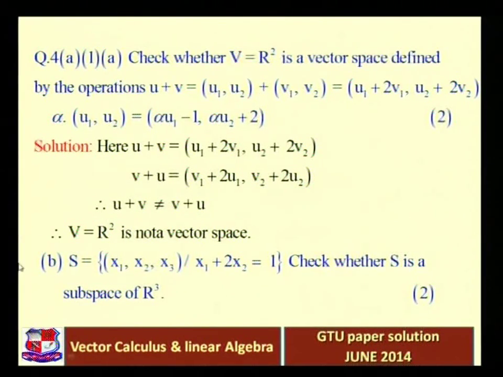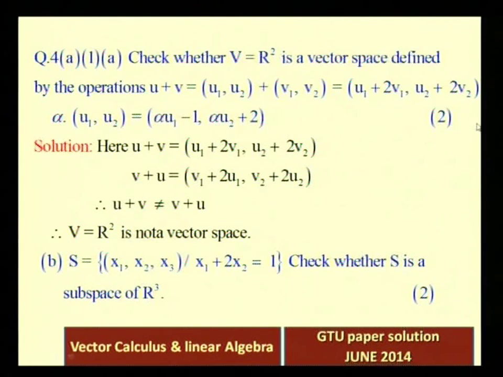Similarly here, you can see this is our set V equal to R2 with the addition and scalar multiplication which I told you. See, the commutative law is not satisfied here. You can see u plus v is equal to, by definition, (u1 plus 2v1, u2 plus 2v2). And v plus u is equal to (v1 plus 2u1, v2 plus 2u2). So clearly u plus v is not equal to v plus u. So V is not a vector space.